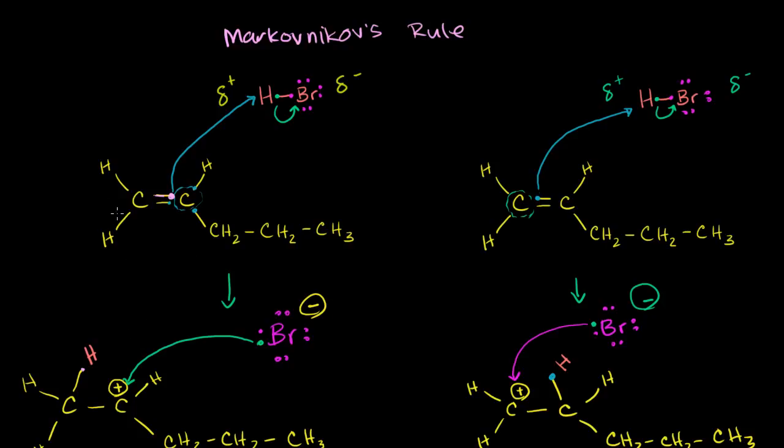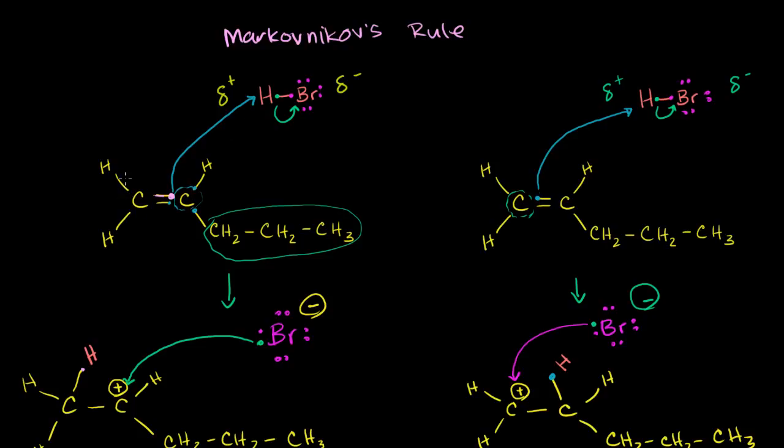This thing had more hydrogens on it than the right carbon right here. This right carbon had a hydrogen, but it had some other, I guess you could call it an alkyl group attached to it. And so the thing that had more hydrogens ended up with the hydrogen, and then the thing that had more groups, this character right here had more groups, right? He had one group over here. This carbon over here had no groups. He ended up with the bromine.